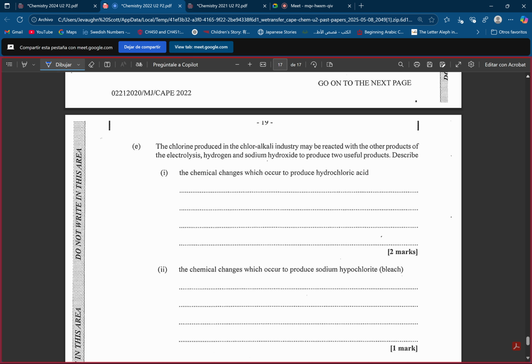E. The chlorine produced in the chloroalkali industry may be reacted with the other products of the electrolysis, hydrogen and sodium hydroxide, to produce two useful products. Describe the chemical changes which occur to produce hydrochloric acid.